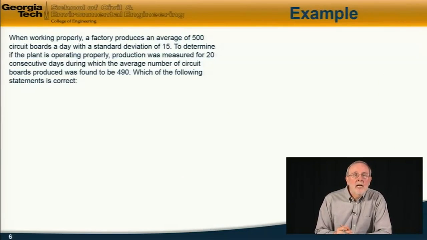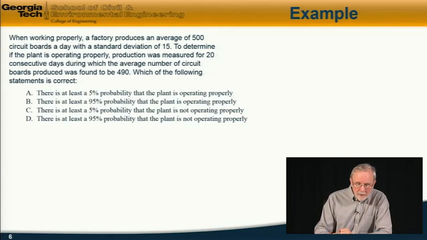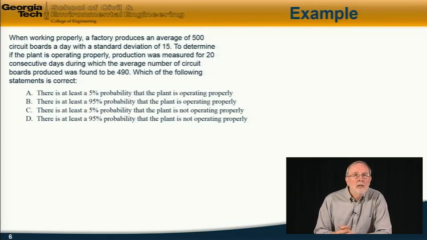The example is that when it's working properly, a factory produces an average of 500 circuit boards a day with a standard deviation of 15. To determine if the plant is operating properly over some particular period, the production was measured for 20 consecutive days, during which the average number of circuit boards produced was found to be 490. Which of the following statements is correct?